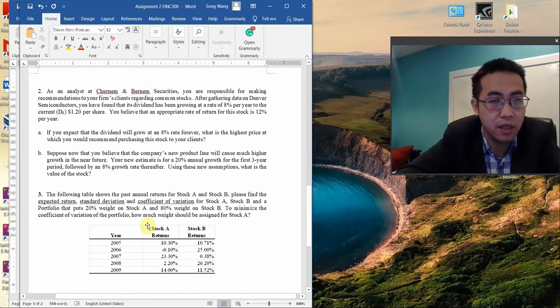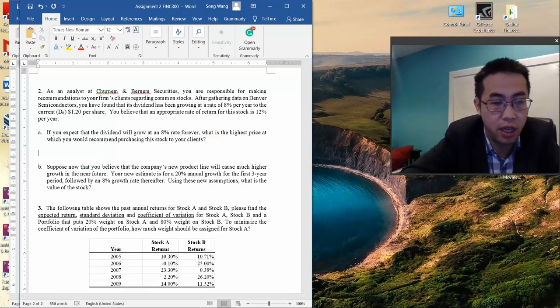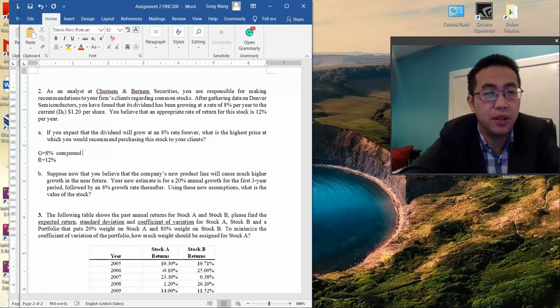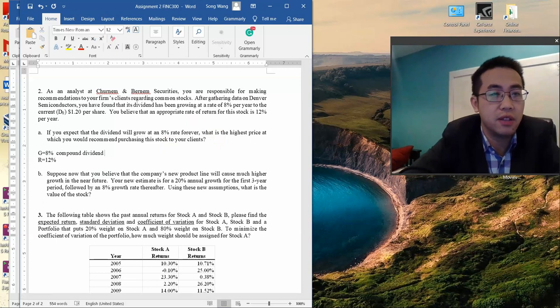Question number 2 is about stock valuation. So these are the terms. The terms are basically telling you the growth rate, and the required rate of return is 12%. The growth rate is to compound the dividends, and the required rate of return is to discount all the cash flows.